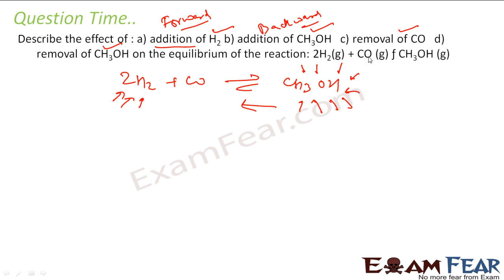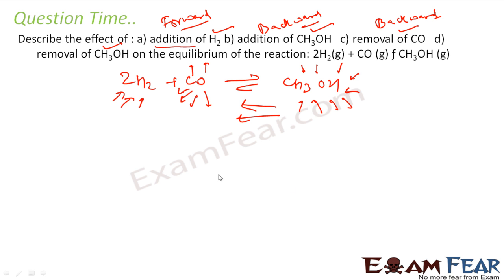You remove CO. If you are removing CO from here, the reaction will move in such a direction that it brings more CO. To bring more CO, the reaction will move in the backward direction. Correct? If you remove CO from here, the reaction moves in such a direction that it gets back CO. To get back CO, the reaction should move in the backward direction.